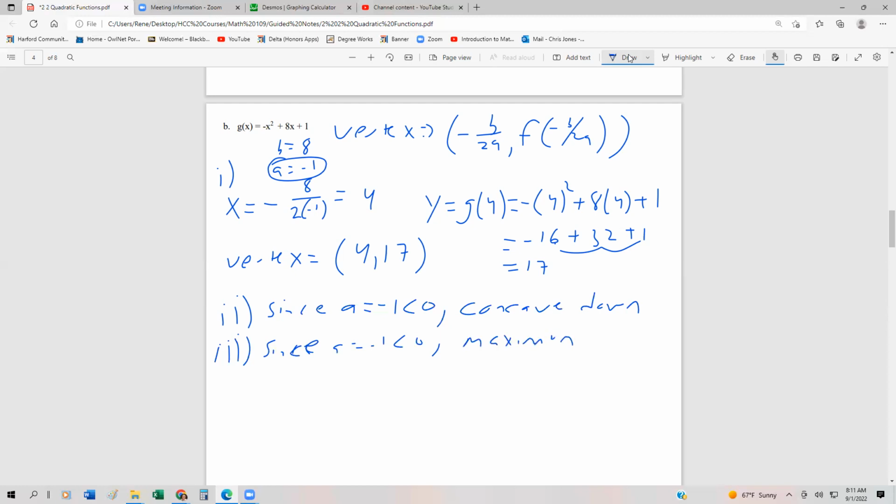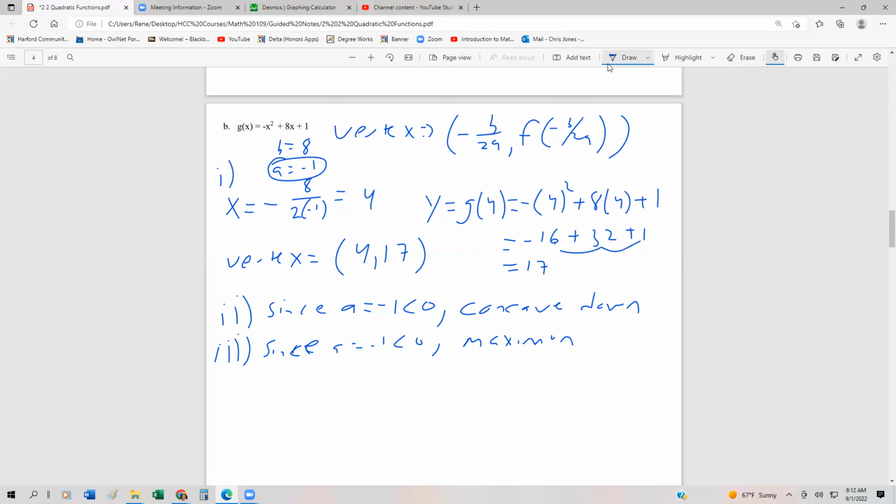Okay, and so if I'm just drawing a really simplistic picture, it's going to have one of these sorts of shapes. So we have this maximum right here at the vertex. And I know that's not even close to what the actual parabola looks like, but that's what at least the general form should be.